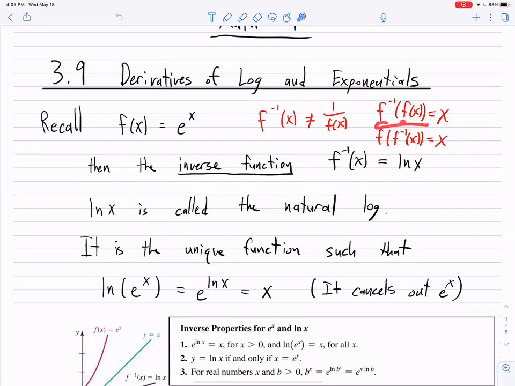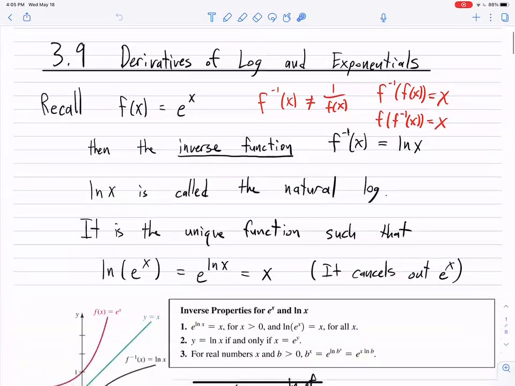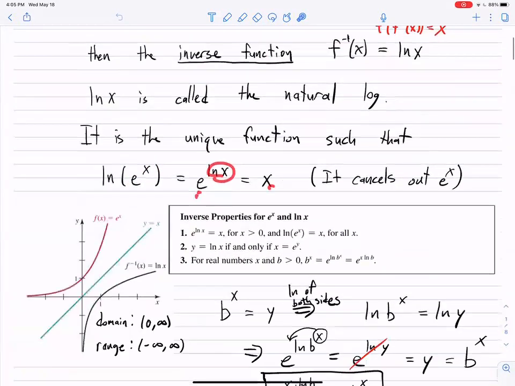So f inverse composed with f of x equals x, or f composed with f inverse of x equals x. That's what the inverse function is. So natural log and e to the x, those undo each other. It is the unique function such that if you plug in e to the x into the natural log or natural log into e, they both give you x. They cancel each other out.